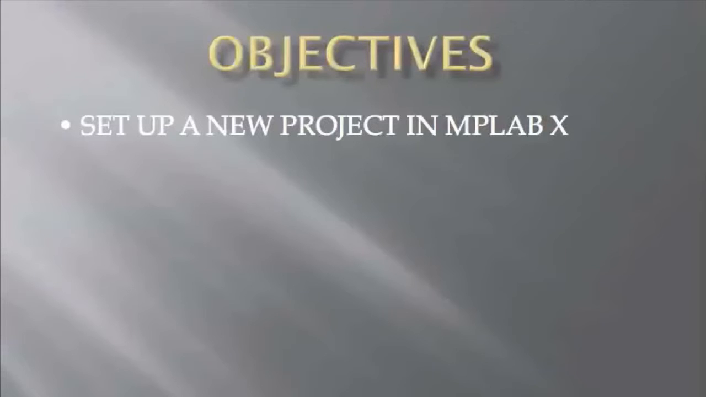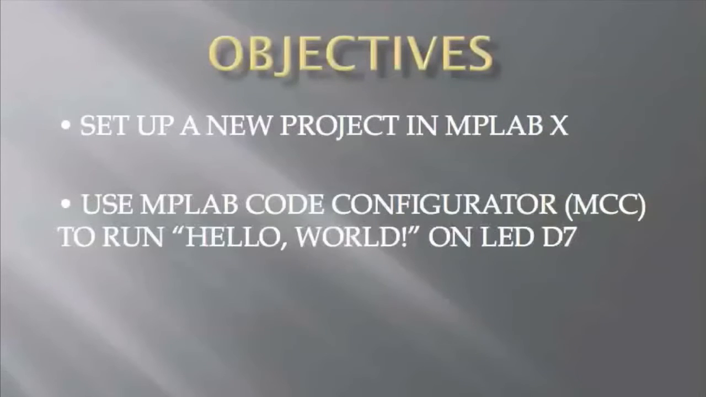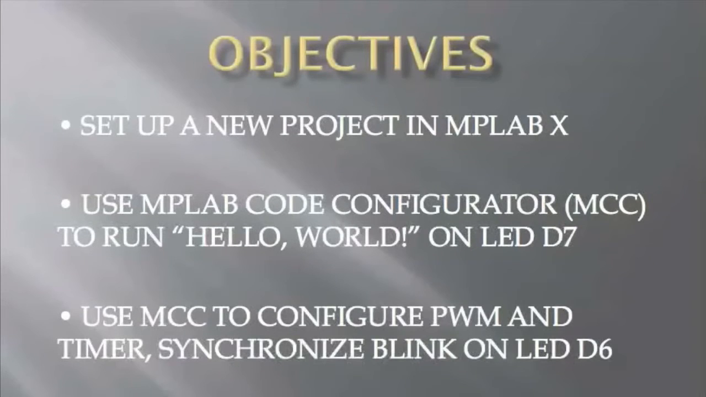So our objective today will be to set up a project in MPLAB X, then use the MPLAB Code Configurator to build and flash a simple Hello World application to the Curiosity board. This is just to make sure that all of our hardware and software is operating correctly. After that, we'll use a FOSC over 4 clock to set up our PWM and its associated timing functions, then flash that code to make one of Curiosity's onboard LEDs blink in conjunction with the PWM period.